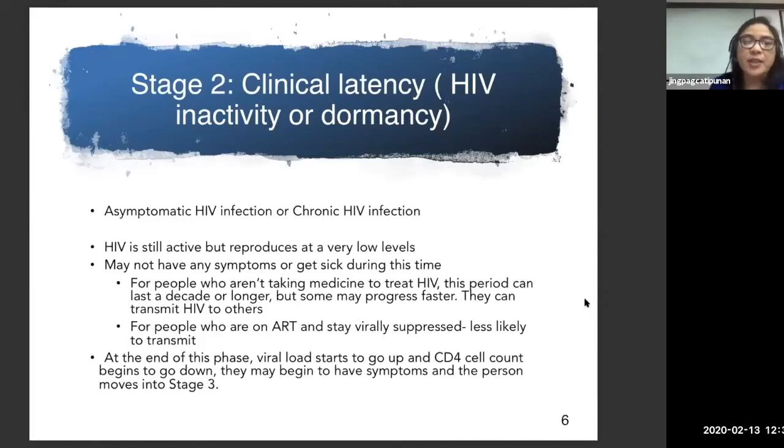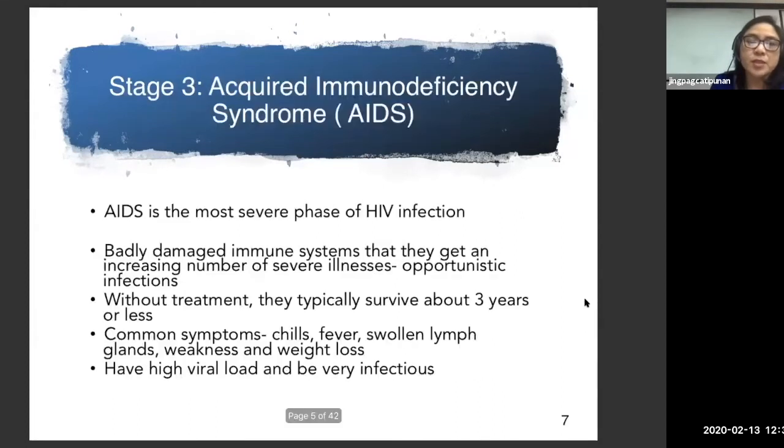But in children, this stage may be shorter than we expect from the adults. For example, if the child has been exposed from the mother during pregnancy, this may be as long as 10 years, but can be as short as several months. So at the end of this stage, the viral load will now go up and the CD4 cell count goes down. So the child may now have symptoms. And so it's that stage, stage 3, where they are already considered as AIDS.